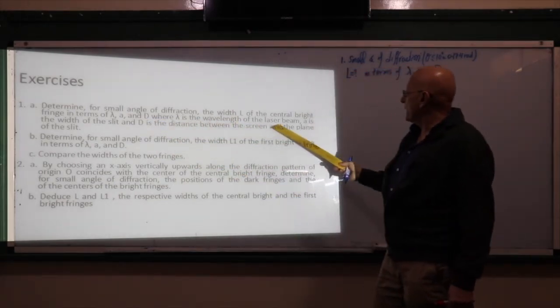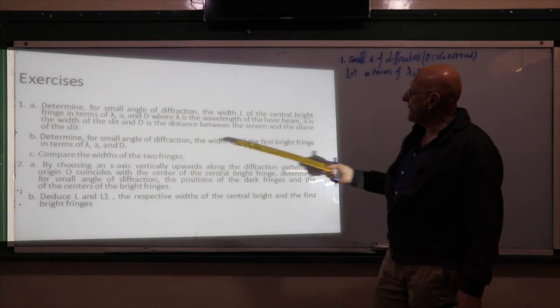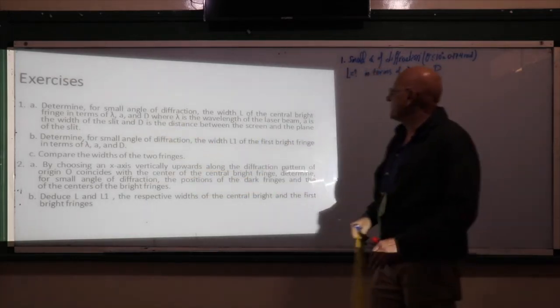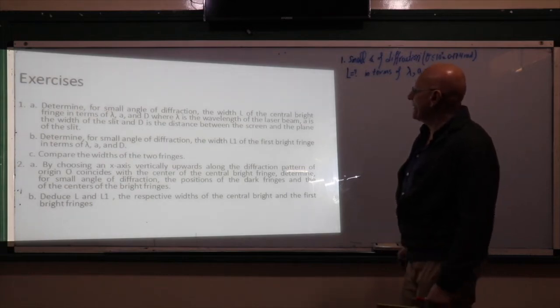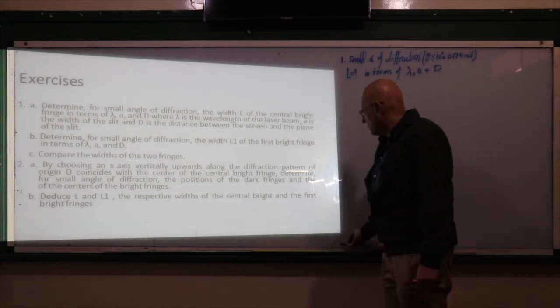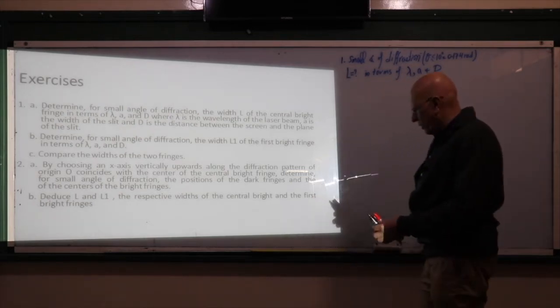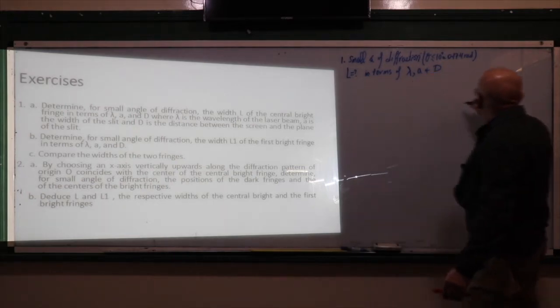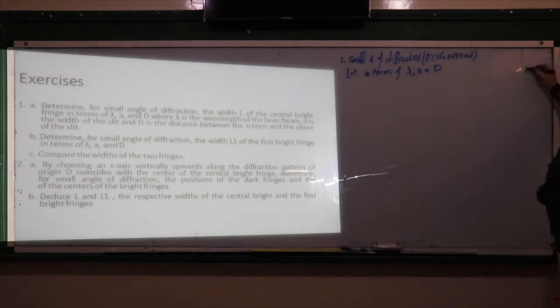What are these? Lambda is the wavelength of the laser beam, A is the width of the slit, and capital D is the distance between the screen and the plane of the slit. So I need a figure in order to solve such a problem. This is the figure you have here. This is the screen. I am going to call it, for example, screen E, where the diffraction pattern appears.